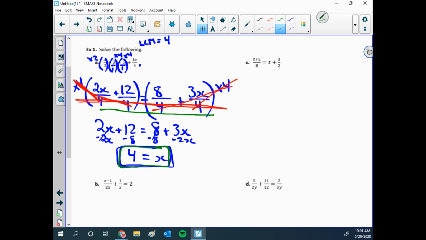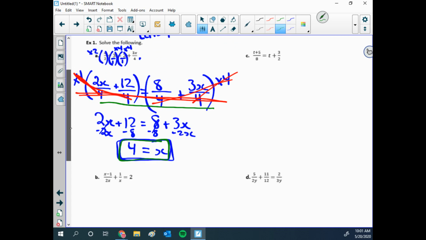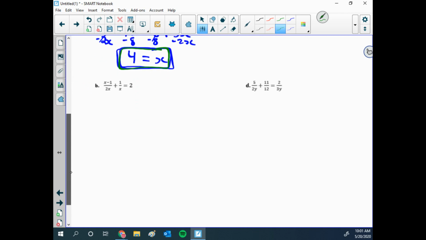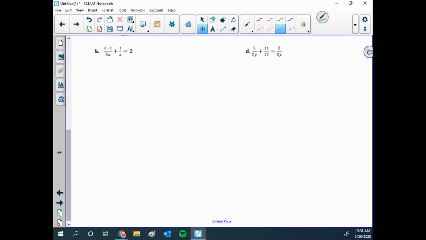Let's go take a look at another one. C and B, or B and C, I guess, you can check on the note package. I'm going to skip ahead to D. So 5 over 2y plus 11 over 12 equals 2 over 3y.